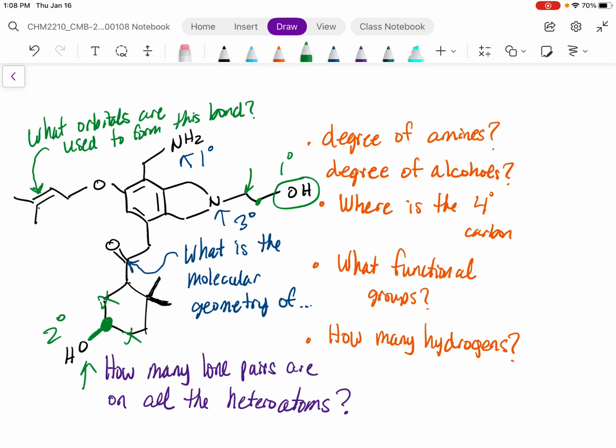Okay, where's the quaternary carbon? Right there. There's the quaternary carbon.